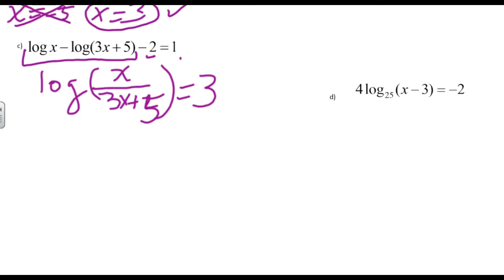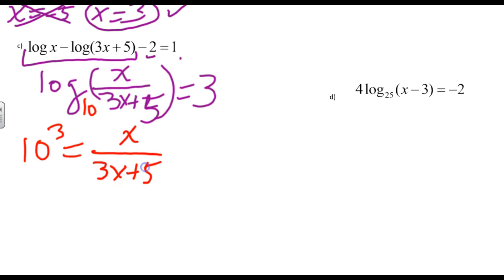Well, what you need to do in this problem is, let's put the little 10 there just as a reminder, it's base 10. You need to rewrite this in exponential form. Watch what happens when I do this. When I create this in exponential form, I get 10 to the third power equals x over 3x plus 5.